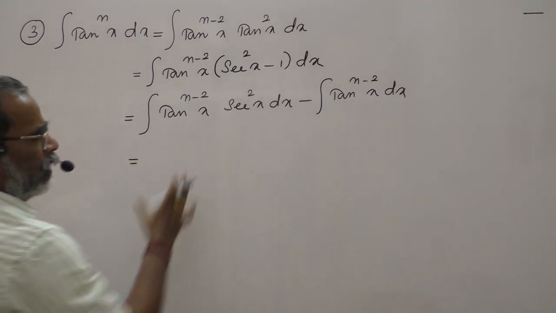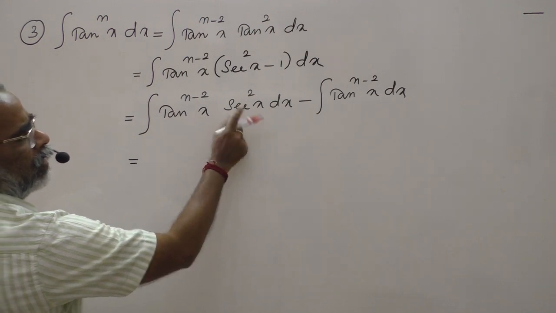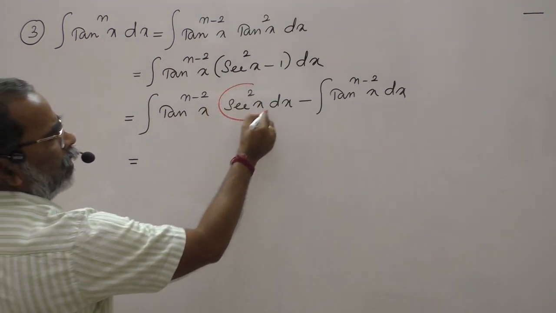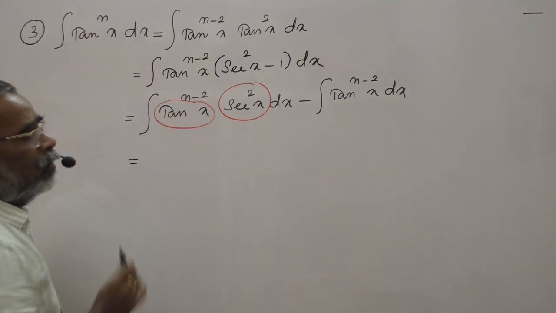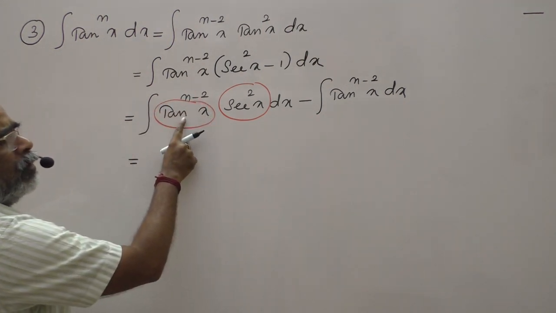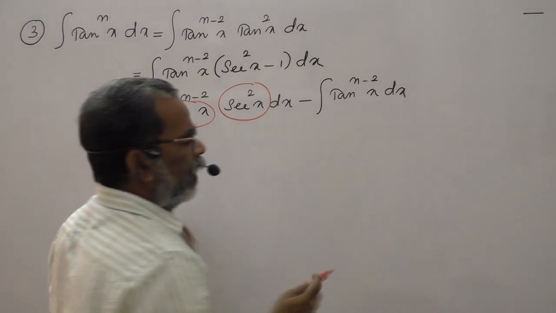Here see the integral of this. Here tan x is there, and here secant square x. What is secant square x? It is the derivative of tan x. Therefore, I will suppose this is f of x. What is this? f dash x. We have a formula.